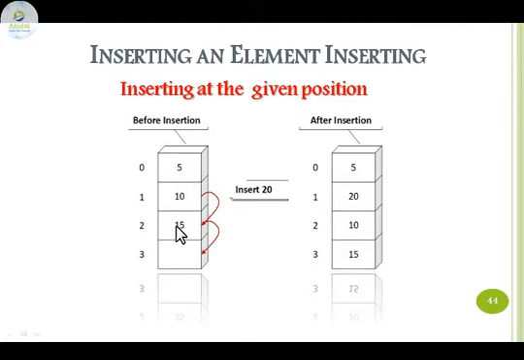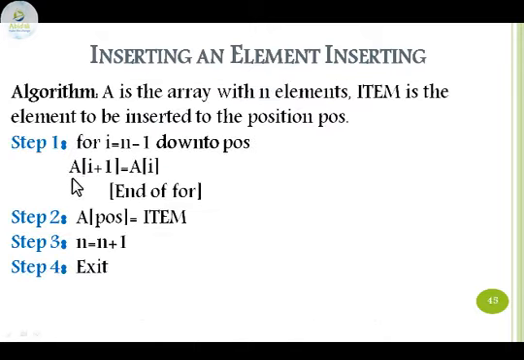The element at 2 should be shifted to 3. So 3 will get its value from 2. A of 3 will get its value from A of 2. Okay. That is in the algorithm. A of 3, I plus 1 is 3, will get its value from A of 2. Okay. 1 is the difference. The lower end elements are shifted to higher end.